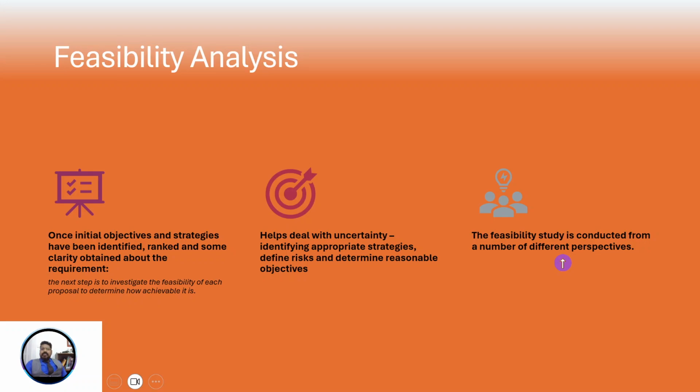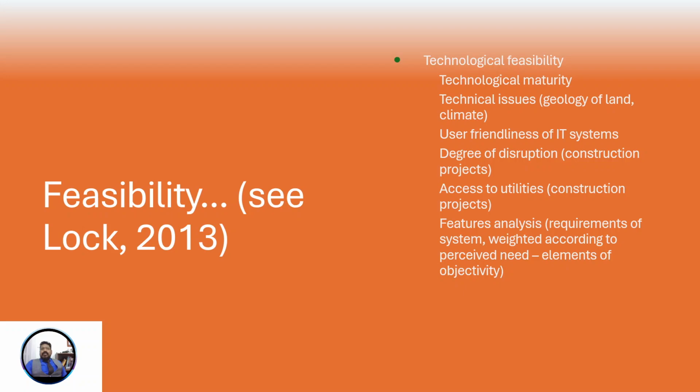The feasibility study is conducted from a number of different perspectives. For example, PESTLE: political, economical, social, technical, legal, and environmental. You will find a lot of things getting repeated because they are quite fundamental, but they will be repeated.